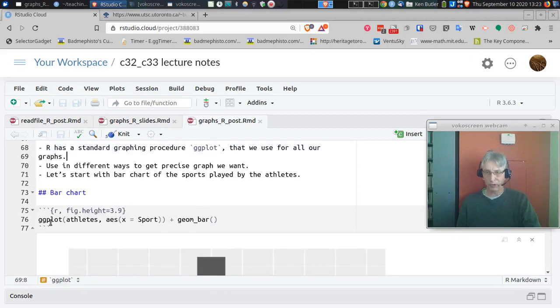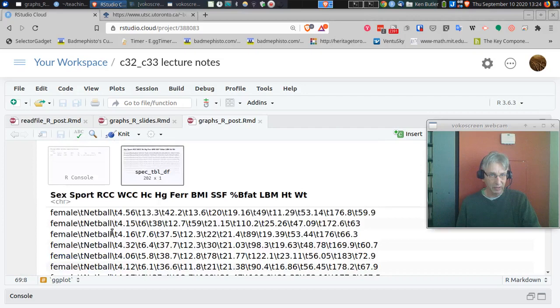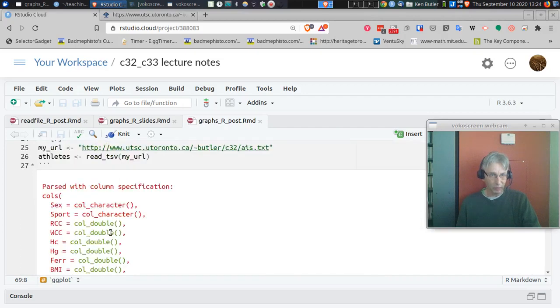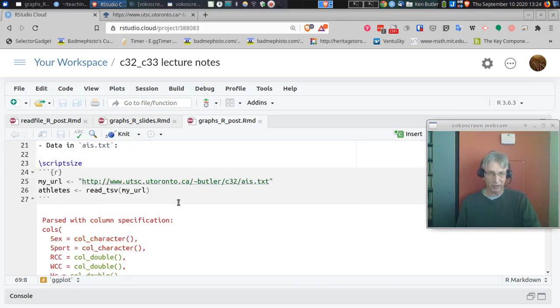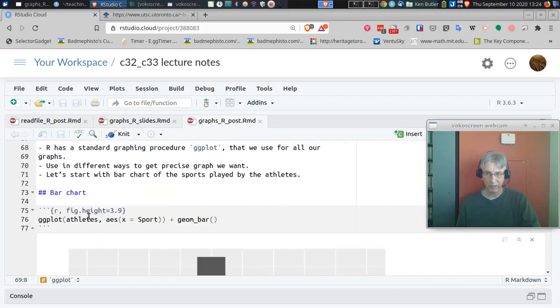That's the first thing. The second thing is always a data frame. And we only have one data frame. It's the one called athletes that contains all that information about the athletes. I called it athletes because when I read it in with read TSV, I called it athletes. Athletes gets read TSV from that URL. So our data frame is called athletes. Then there are 2 things we have to worry about. Thing number 1, what to plot. Thing number 2, how to plot it.